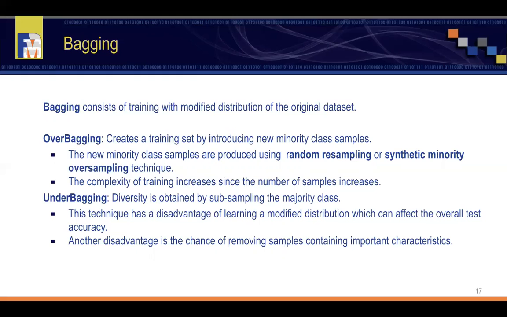The second one is underbagging. Underbagging modifies the training data set by subsampling the majority class. Note that since we've modified the distribution by removing samples, there are chances of removing samples containing important information regarding the majority class.